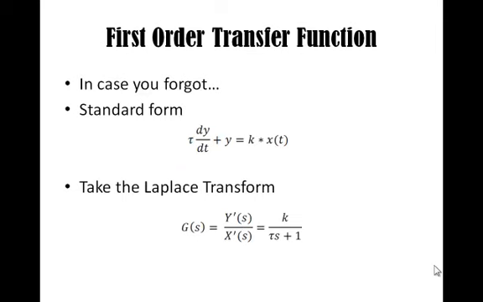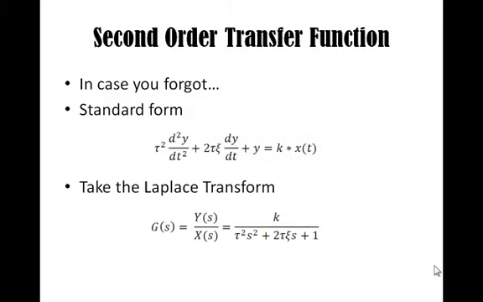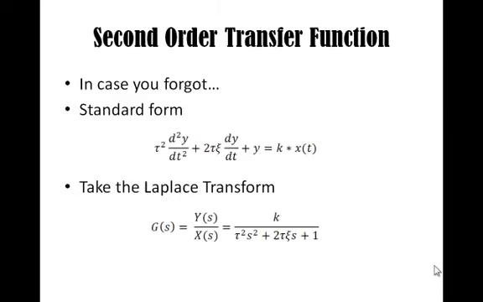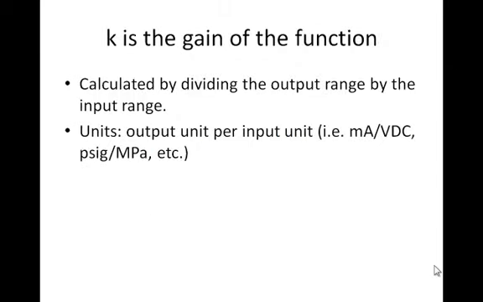I have listed that when you take the Laplace transform, you see the equation that you actually use, which is K over tau s plus 1. In a second order transfer function, I listed the standard form again, but we usually just deal with the Laplace transform. K, which is the value on top, is the gain of the function. It's calculated by dividing the output range by the input range. So obviously the units are output unit over input unit.